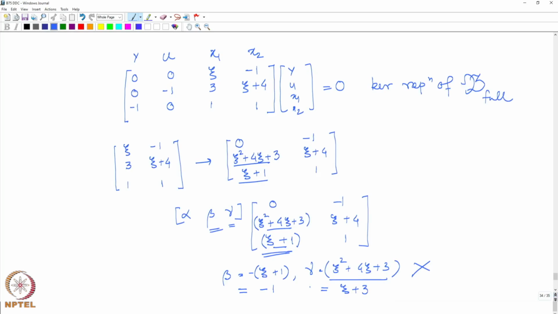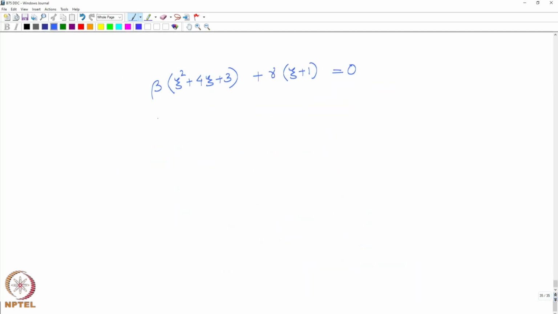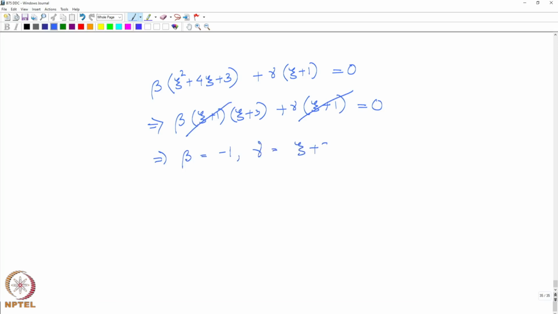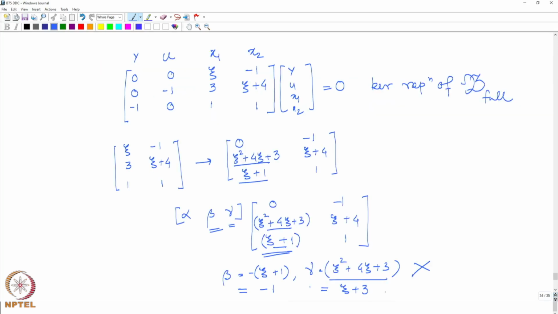That is what I want. Now, let me show you. You see, beta is actually xi plus 1 times xi plus 3 plus gamma times xi plus 1. In order to have this, I could just cancel this out, and take beta to be equal to minus 1 and gamma to be equal to xi plus 3. That is the choice we made. So, this also is good enough.